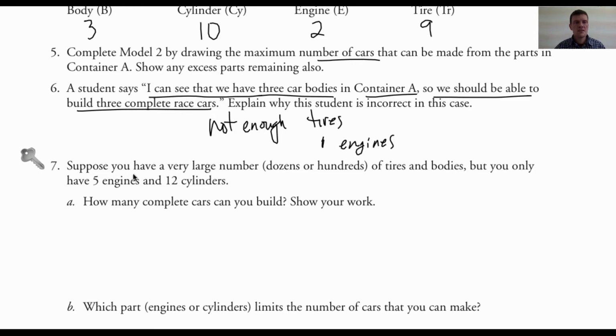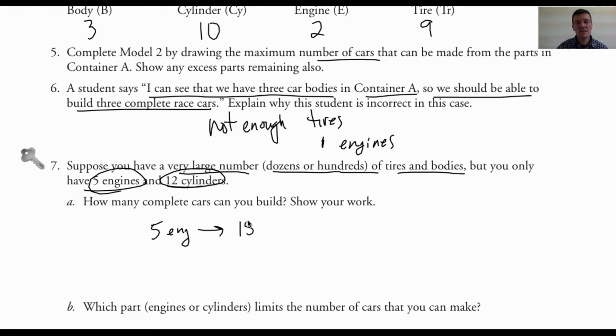Okay? Suppose you have a very large number, dozens or hundreds of tires and bodies, but you only have 5 engines and 12 cylinders. Well, if I've got 5 engines, how many complete cars? 5 engines would need, remember 3 cylinders per engine, I would need 15 cylinders. But I don't have 15 cylinders, I only got 12. So I can't even use all of those engines. I've got plenty of tires and bodies. Okay? I'm never going to run out of that.